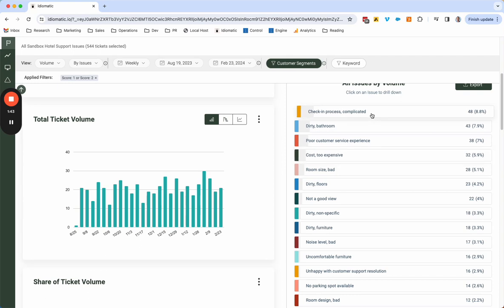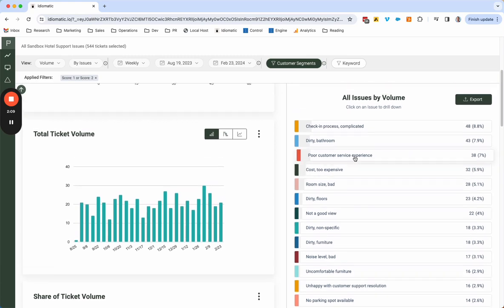Check-in process being complicated. Maybe we need to train agents how to streamline and simplify the check-in process. Dirty bathroom. Maybe there's not much we can do for that one in terms of QA. We can feed that feedback back to the maintenance team, right? Poor customer service experience, of course, that's something that we can feed back to agents. Cost is too expensive. Again, maybe we feed this back to our product or our marketing team because agents don't really control the cost, depending on how this business works.